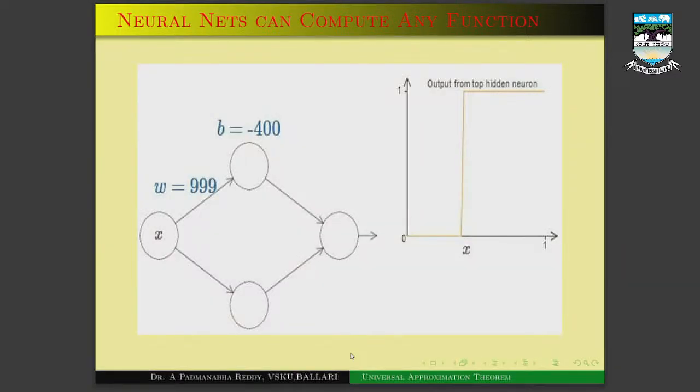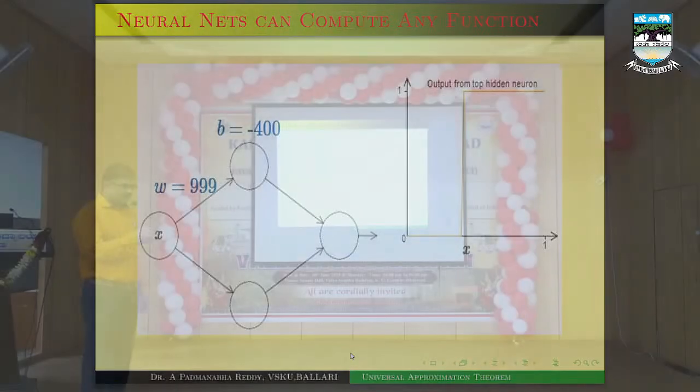So now this is almost what kind of function? It is nothing but piecewise constant. Yes or no? Otherwise, it is a threshold function. So now, what is the W here? 999. What is the B? Minus 400. Okay. Good.